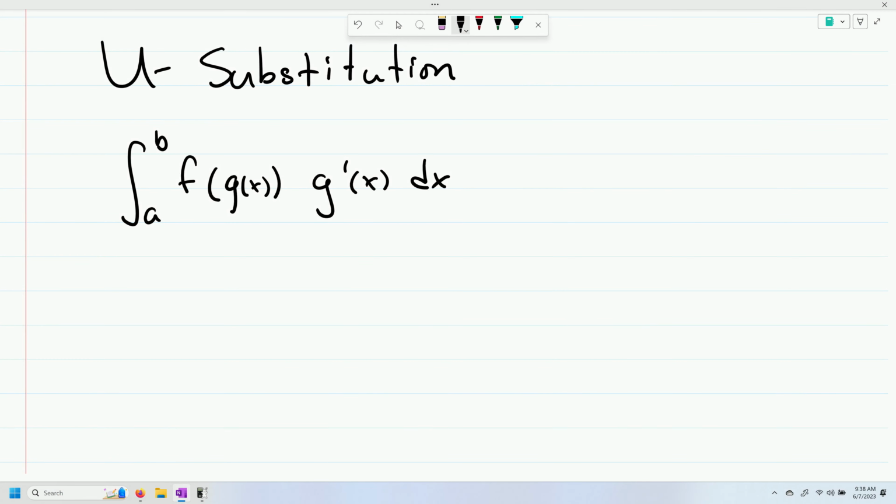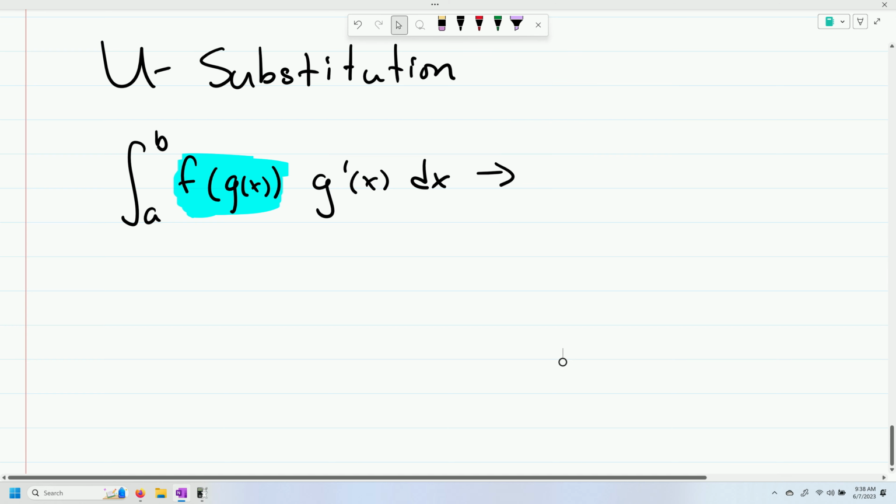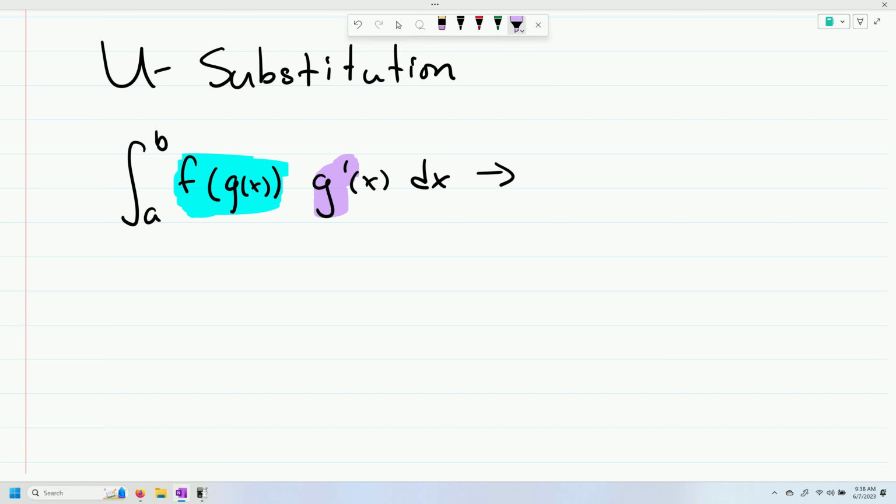All right, so here we go. First, right here is our composite function. That's f of g of x. It's a function within a function. Now, in order for us to use U substitution, we have to meet some criteria. First, you have to have a composite function, and for the inside function of the composite, you need to have its derivative.